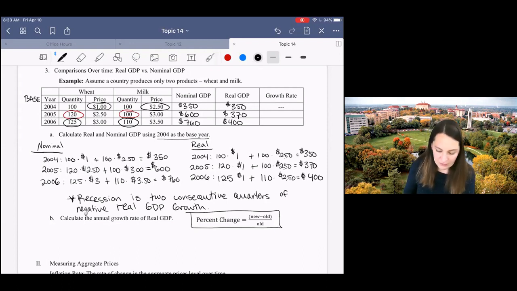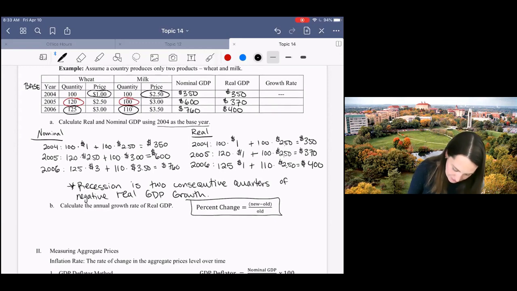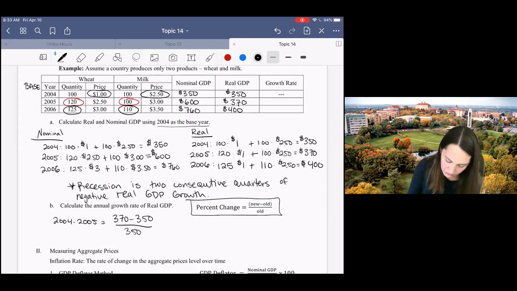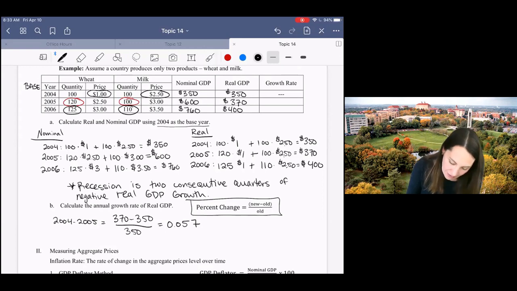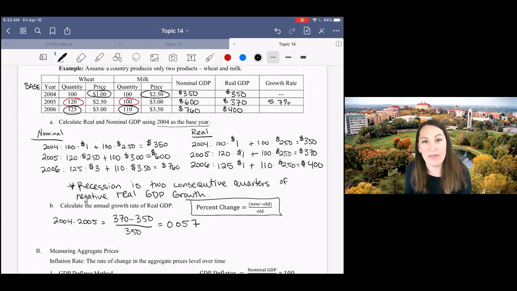All right, so all we need to do here is to calculate the growth rate between 2004 and 2005 is to do new minus old over old for our real GDP calculation. And when you plug that into your calculator, it's going to give you 0.057, which is a growth rate of 5.7%. Now, if you want to write that as a decimal, that's fine. If you want to write that as a percent, that's great. But just remember how to convert between decimals and percentages.